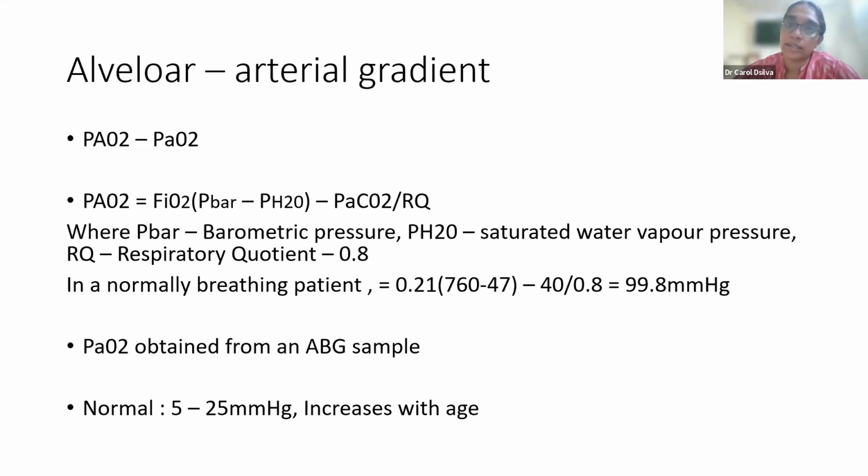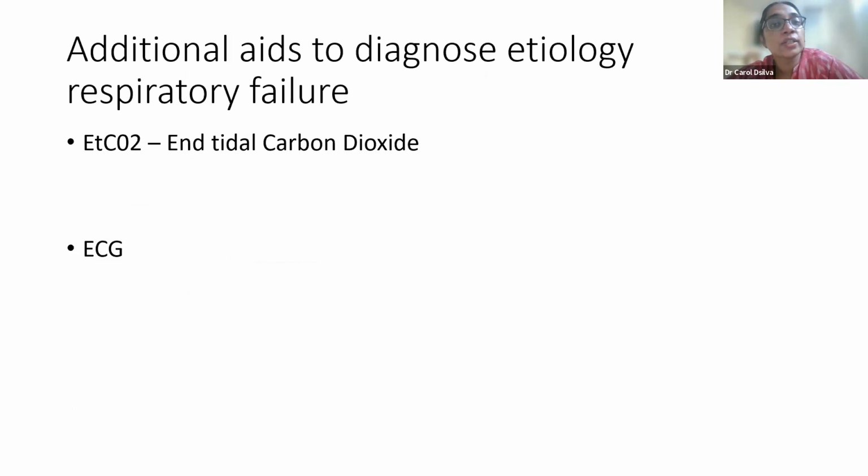This alveolar arterial gradient is normal. So if your A-a gradient is normal, one common cause that you can exclude is that the patient is not hypoventilating. You will have to look for some other causes. Some other additional aids that you all can use at the bedside to diagnose the etiology of why your patient may be hypoxic or in respiratory failure.